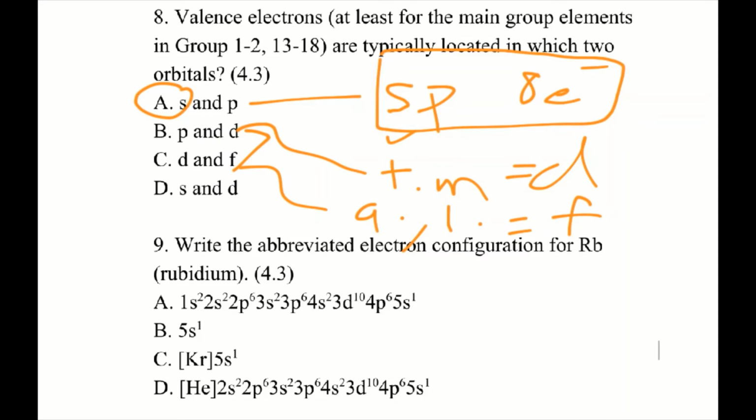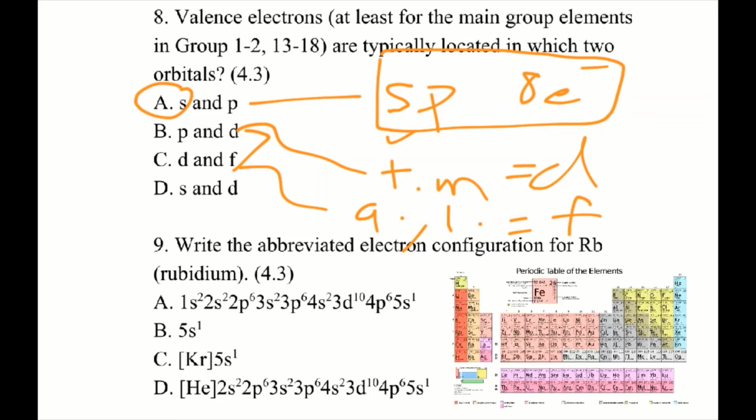Now let's look at number 9. Write the abbreviated electron configuration for rubidium. So I pulled out a periodic table, and remember, you can use a periodic table on this test because it's impossible to memorize where everything is on the periodic table. That would be kind of unfair.